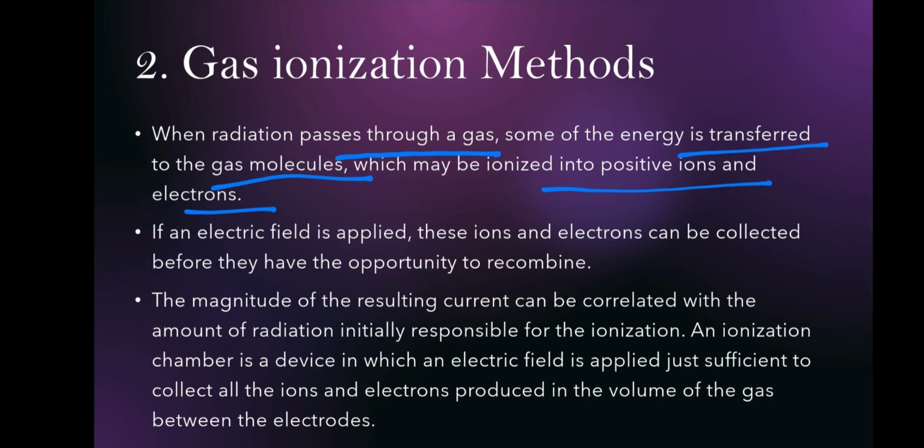So if an electric field is applied, then what happens next? When the electric field is applied, the positive ions that were produced due to the incoming radiation will be attracted towards the cathode, whereas the negative electrons that are produced will be attracted towards the anode.